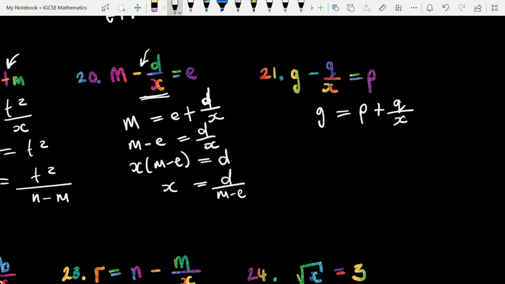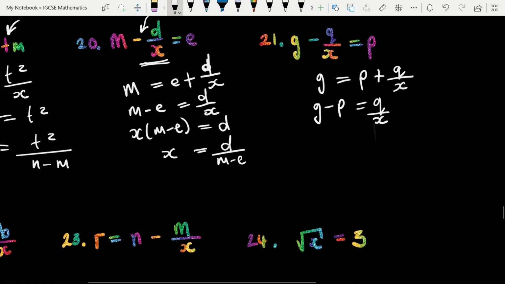I'm going to have to break that fraction. And for me to break it, the fraction must first be left alone. So what do I do? I take everything which is not that fraction to the other side. So p has to go to the other side. So it's going to be g minus p is equal to q over x.